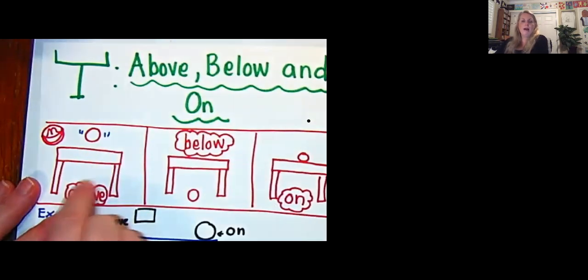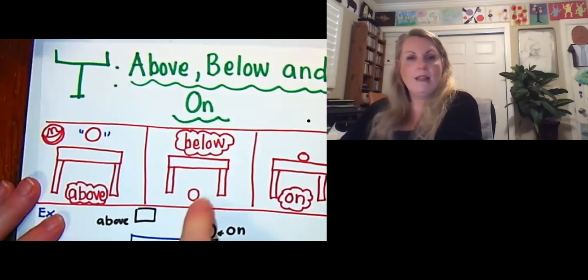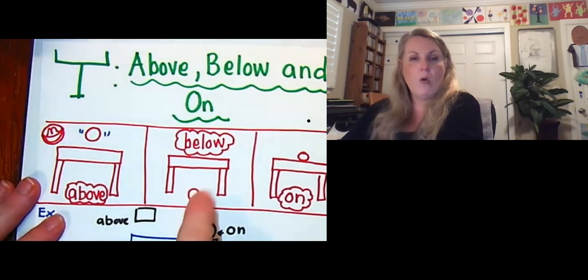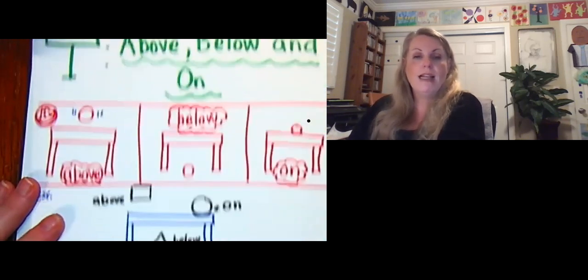This one is above. The ball is above the table. Notice it's not touching it, it is above. Let's look at our next one. Our next one that we have says below. Look at the ball. The ball is below the table. It's underneath, below. And the last word says on. It is on the table. It is touching it.